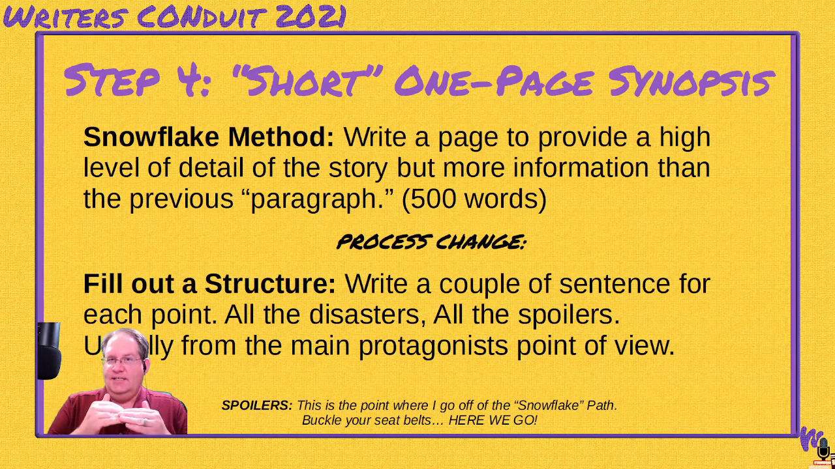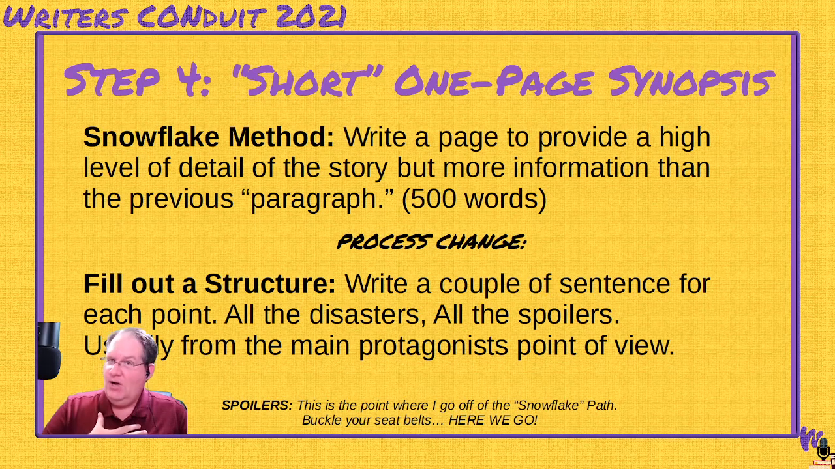We had the one sentence, now we have the one paragraph, and now we get into step 4, the short, short one-page synopsis. In the Snowflake Method, as written by Randy Ingermanson, you write a page to provide a high level of detail of the story, but more information than the previous paragraph. This is adding another level of triangles or details to the shapes that we had before.